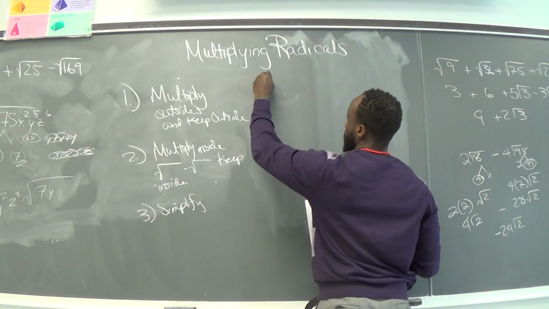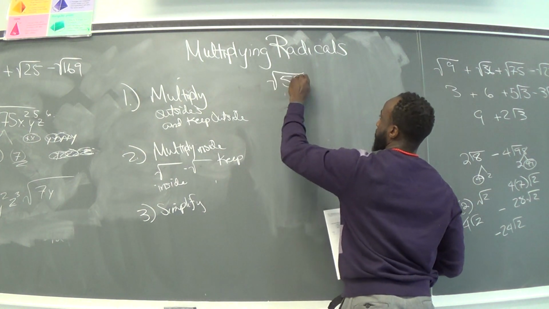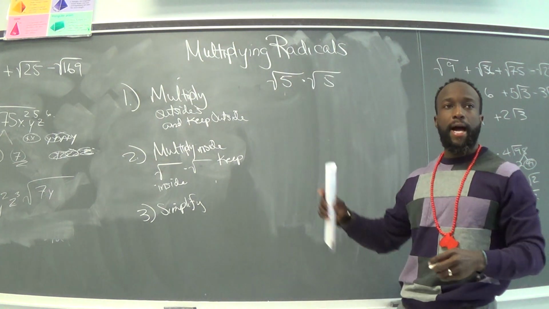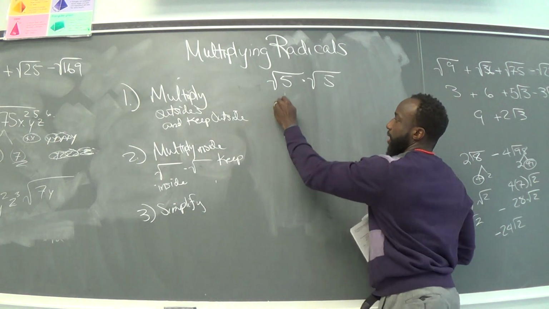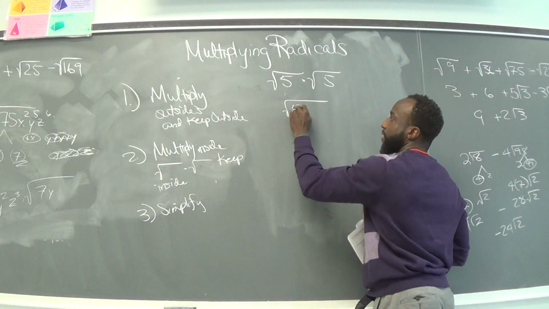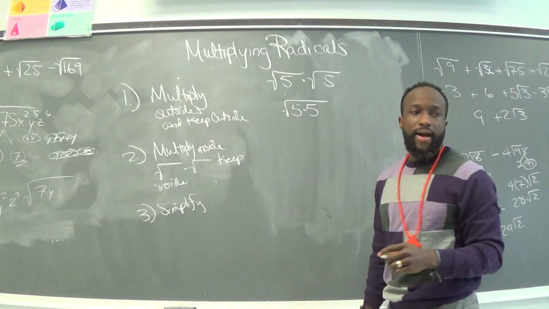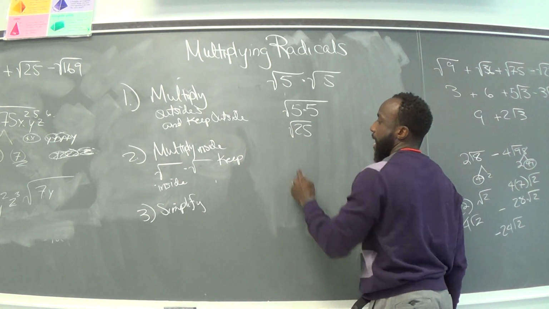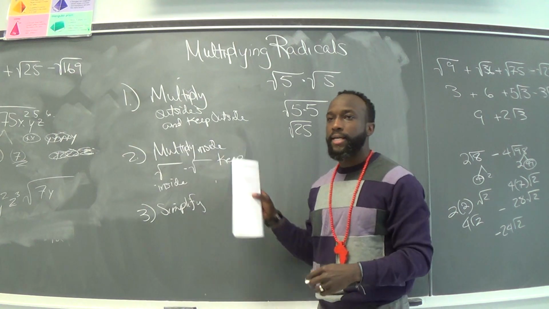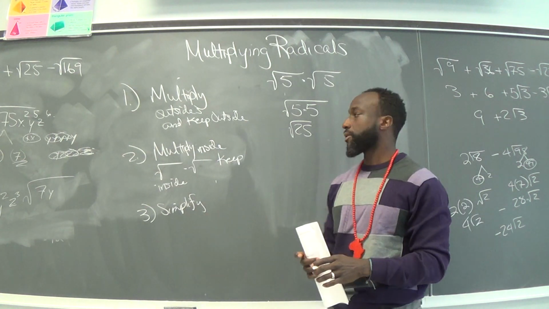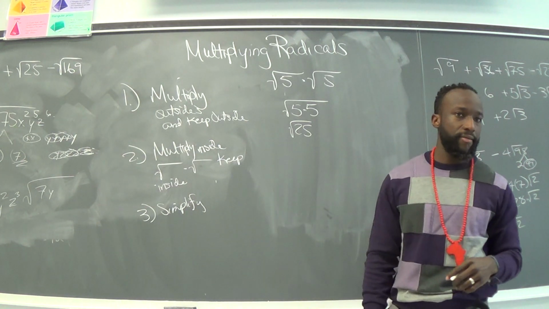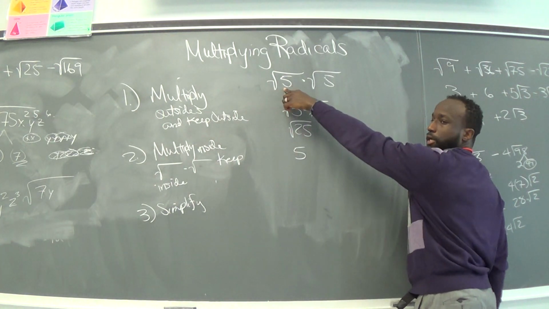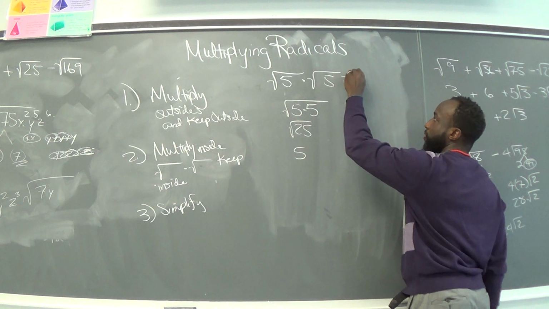So let's look at this first example here. You got the square root of 5 times the square root of 5. There are no numbers on the outside, so you'll just be multiplying the numbers inside the radical. So that's 5 times 5. 5 times 5 is 25. Now, you're done. You multiplied and you kept them on the inside. From there, you're going to simplify this. So when you simplify, the square root of 25 gives you what? 5. So the square root of 5 times the square root of 5 equals 5.